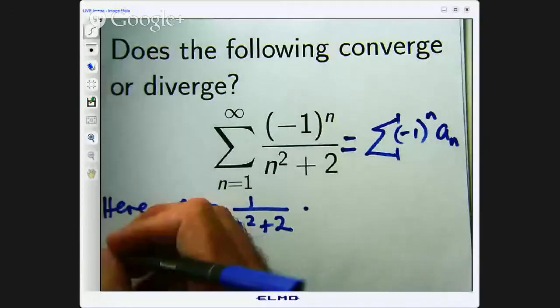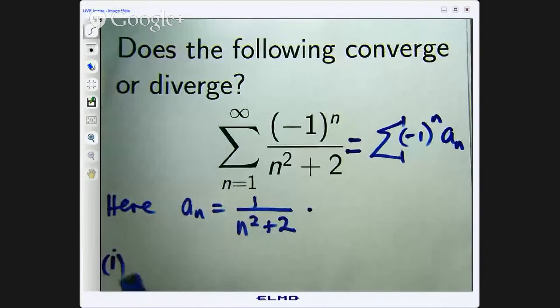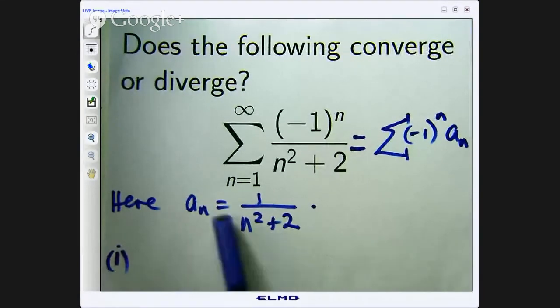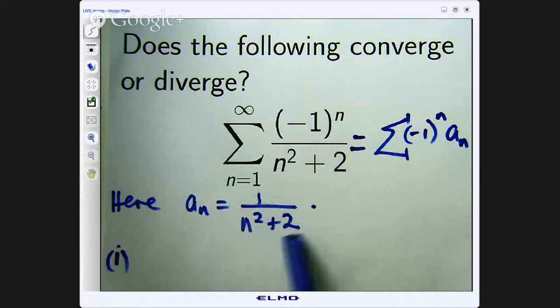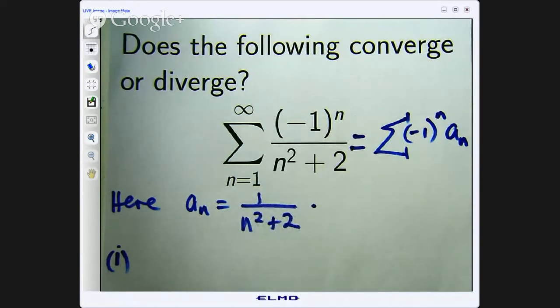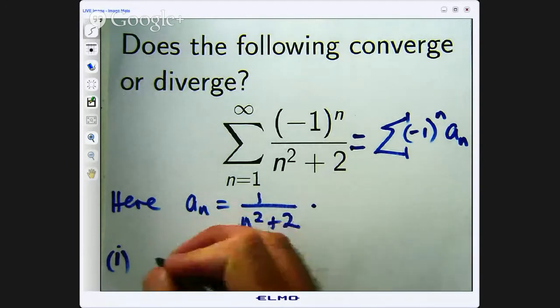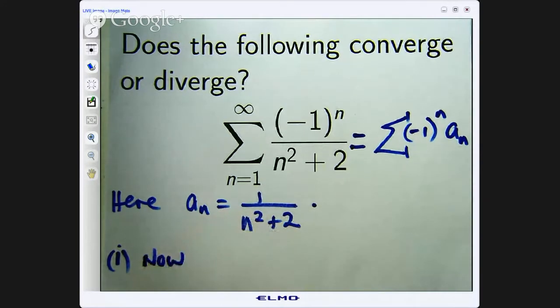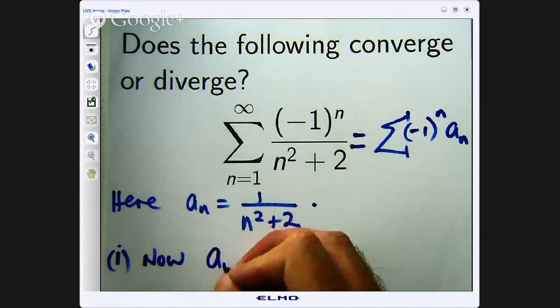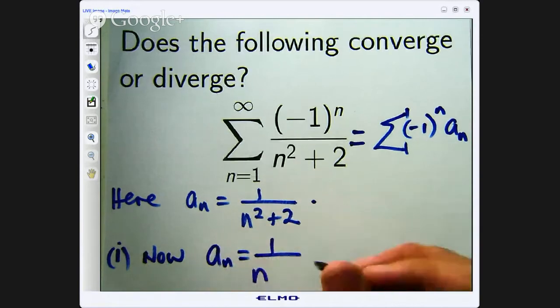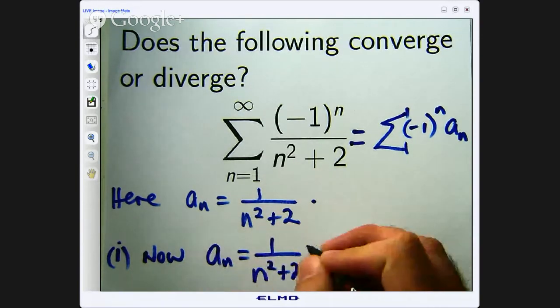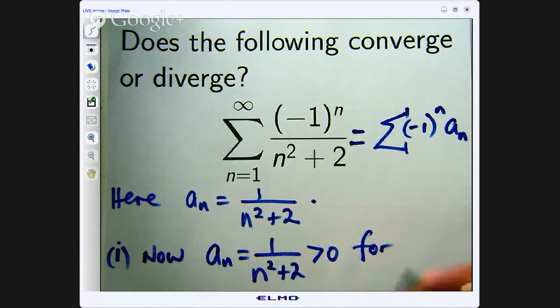So firstly, for the alternating series test to apply, the a sub n's are positive. So that's the first thing. If you look at this, this is positive. The bottom's positive because it's n squared plus a positive number. So let's write that down. a sub n is 1 over n squared plus 1, which is always positive, especially for n large enough. Okay, that's the first part.